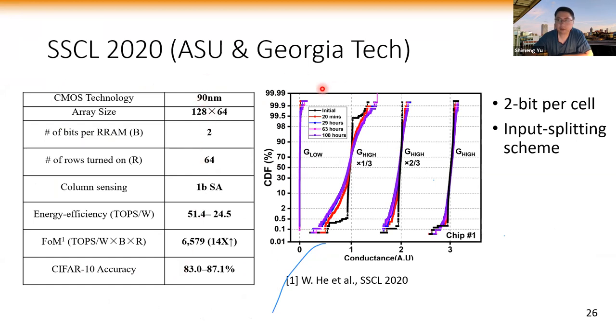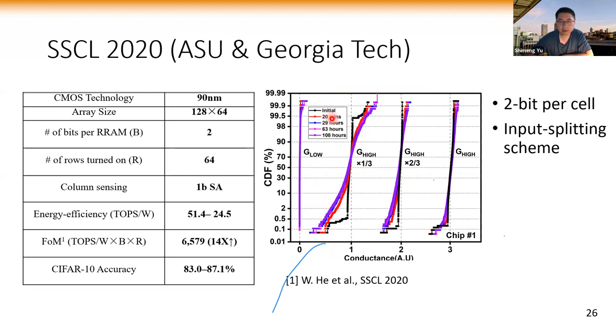In this design, we also, for the first time, try to program the RRAM to be multi-bit per cell, because in SRAM we can only store one bit in one SRAM cell. But for the RRAM, we can program its conductance into a multi-level space. Therefore, we can store two-bit data in one cell. Here we try to program one cell to four levels that implement two-bit data. And this is the distribution of the conductance after the programming.